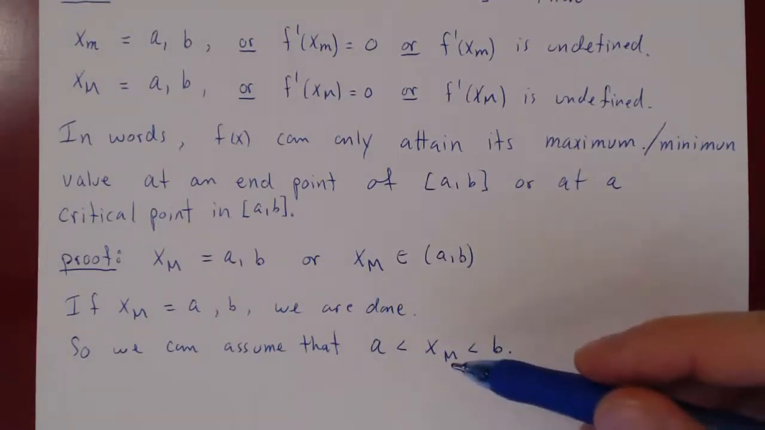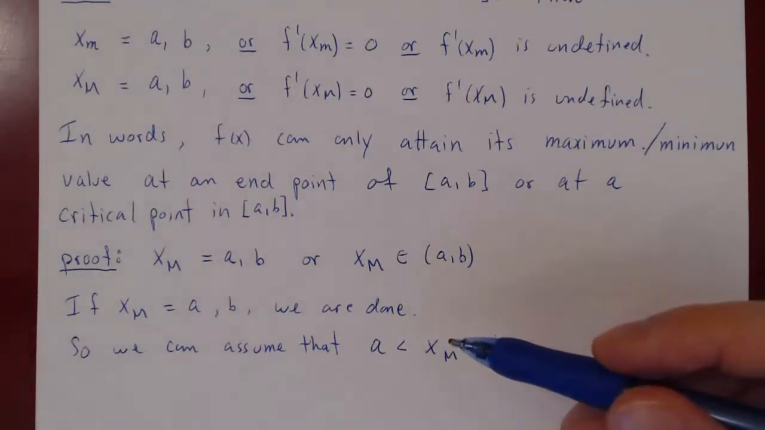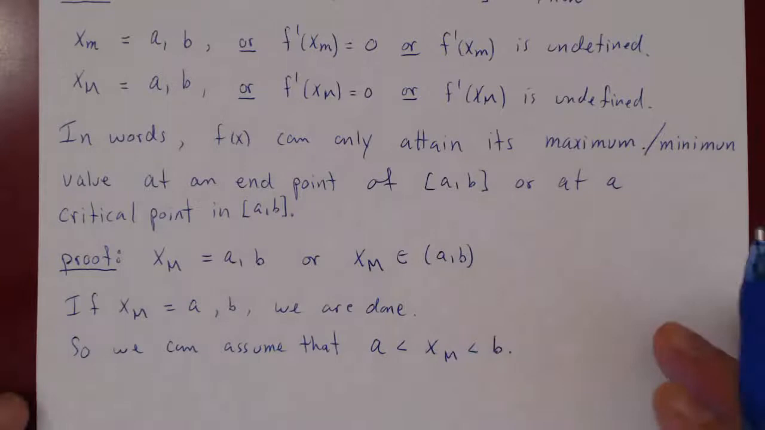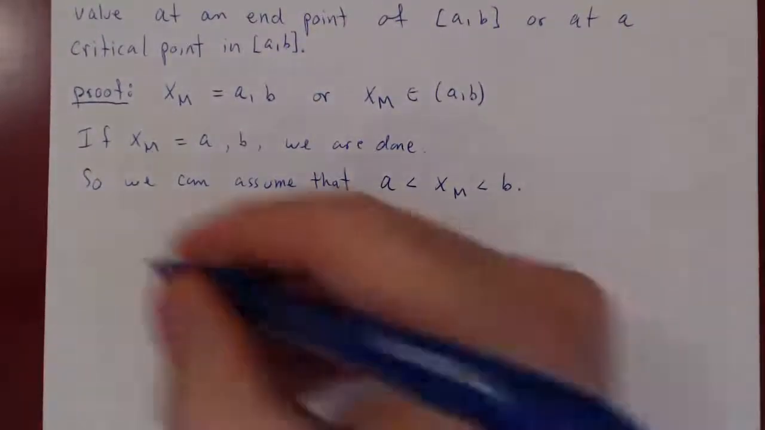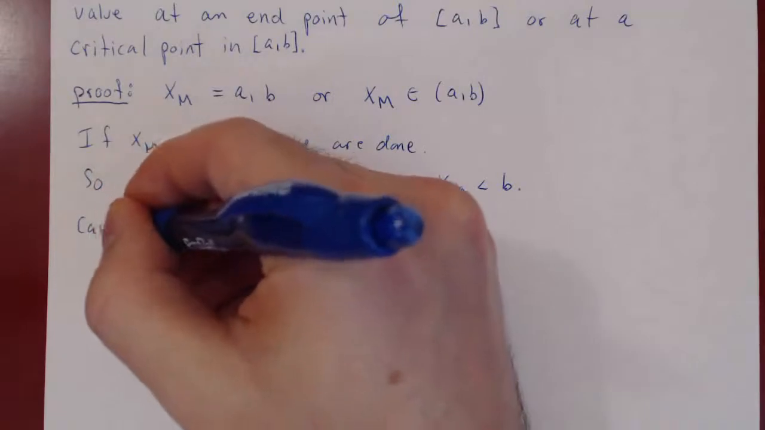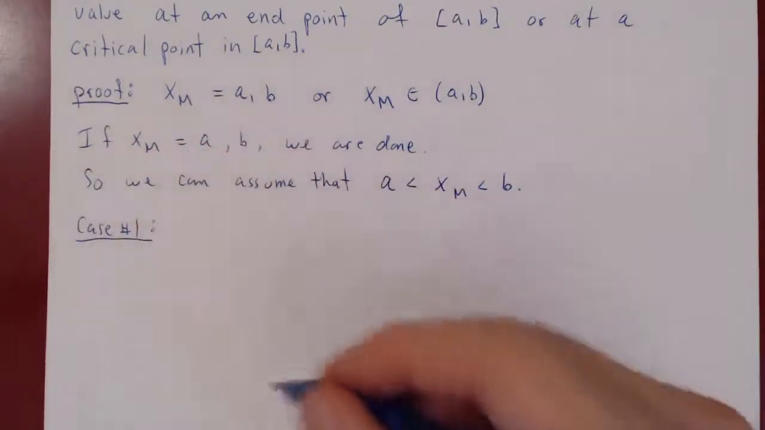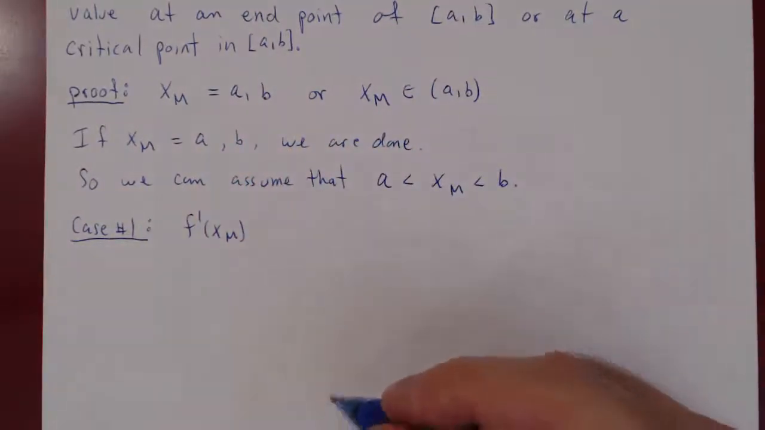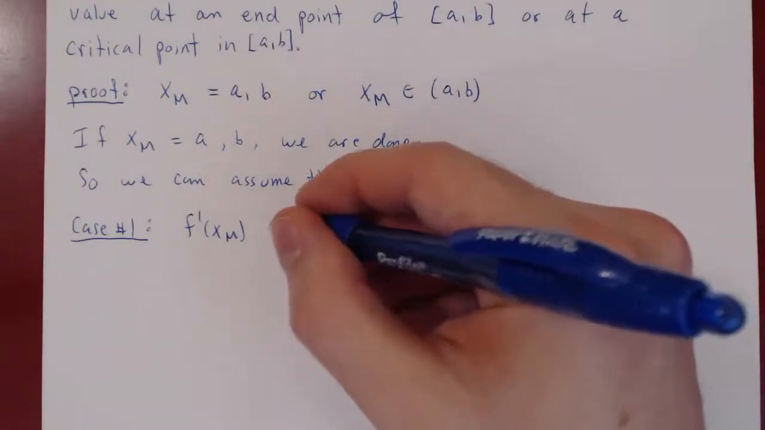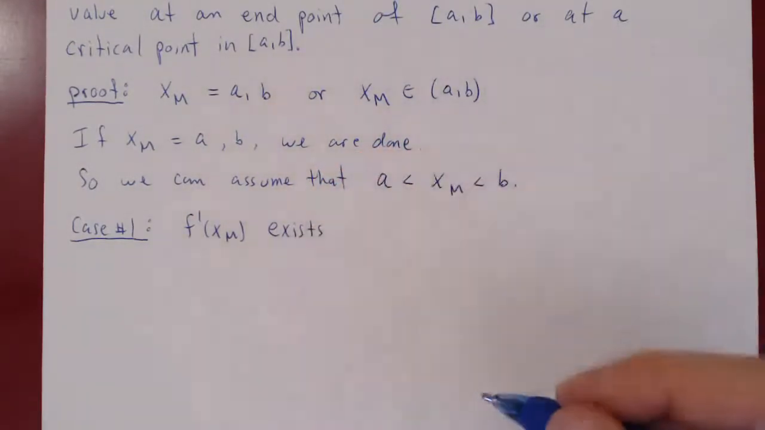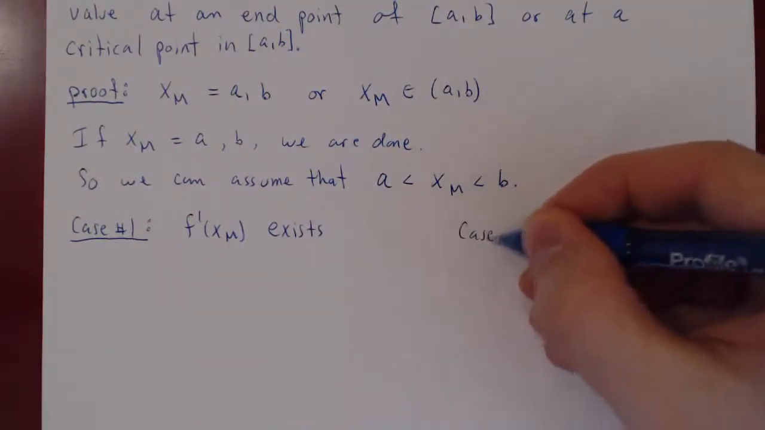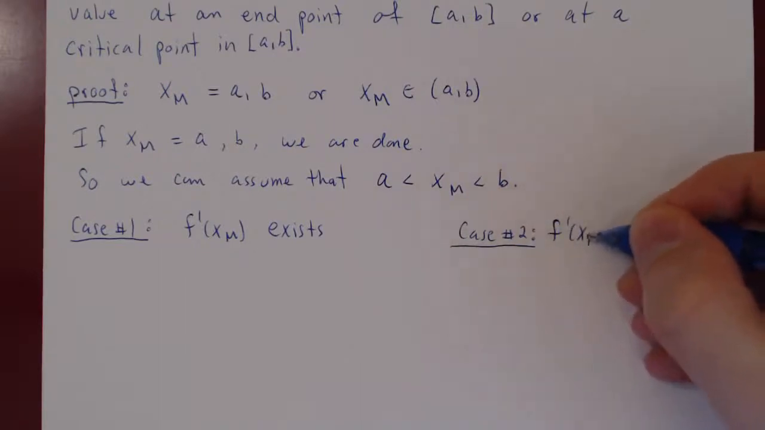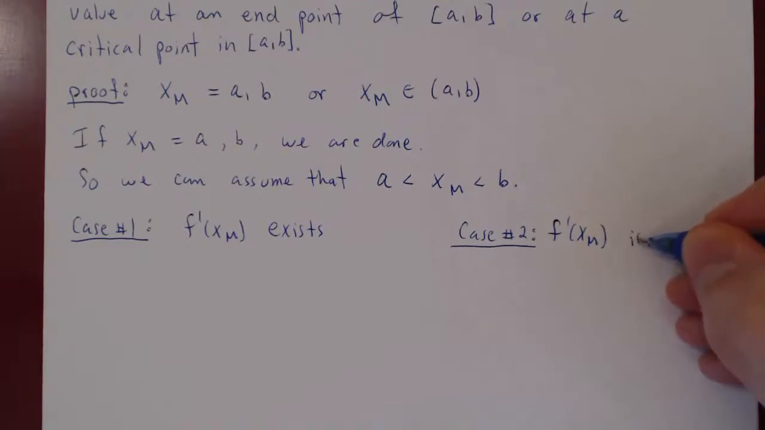Well, once again, in this case, there are only two options. Either the derivative of the function exists at this point or not, right? Those are the only two options. So there is case 1: the derivative of the function at the absolute maximum exists. Or there is case 2: the derivative at the absolute maximum does not exist, so is undefined.